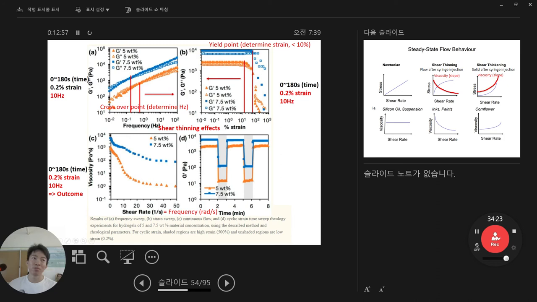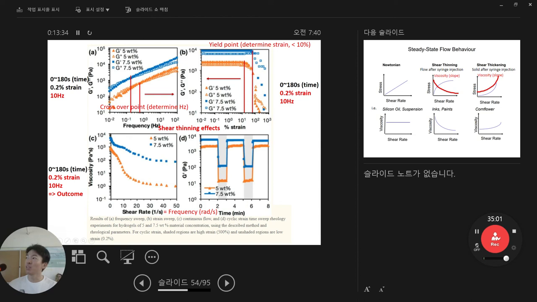So this orange color should be less than 10 percent strain. This blue color, let's say less than 100 percent. And then you have to measure these two things together. So maybe you have to apply less than 10% strain, right? And then now you determine the strain and the hertz. And then you know the strain and hertz, and now you can determine the viscosity in a precise manner.